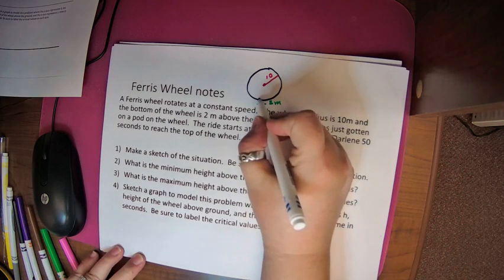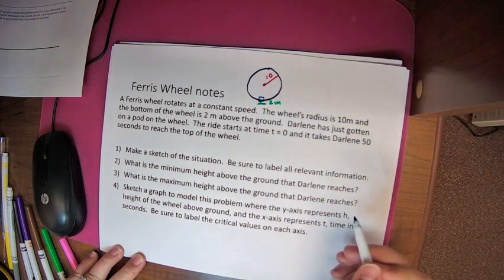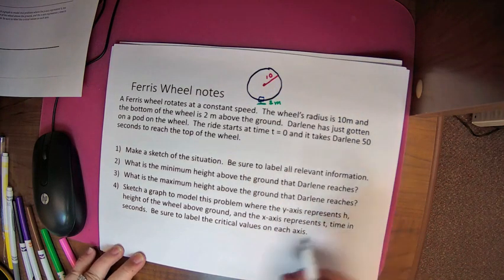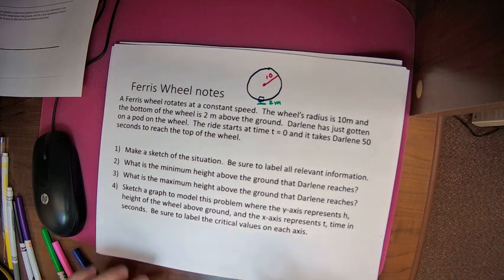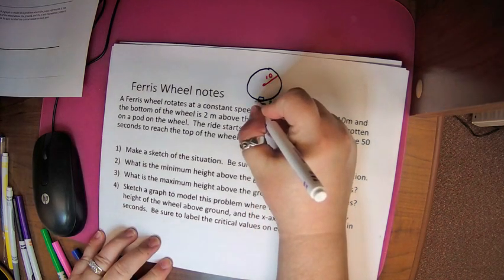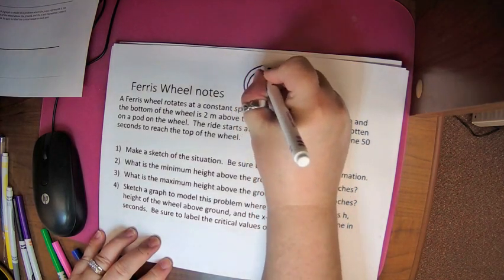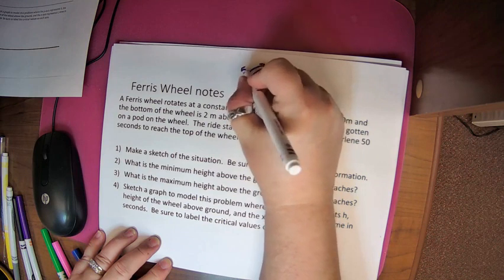So here's her pod, her spot right there on the wheel, and the ride starts at time 0. So the minute she gets on there, then they start to time it, and it takes her 50 seconds to reach the top of the wheel. That means from here all the way to the tip top is 50 seconds.